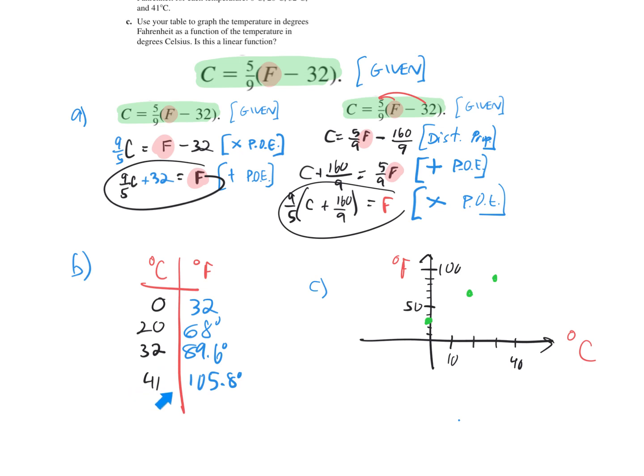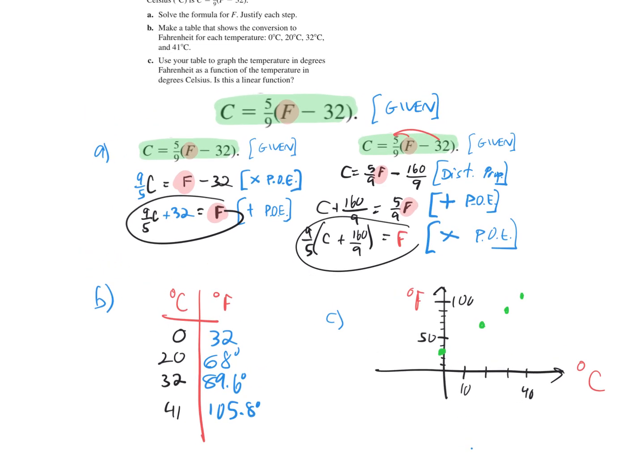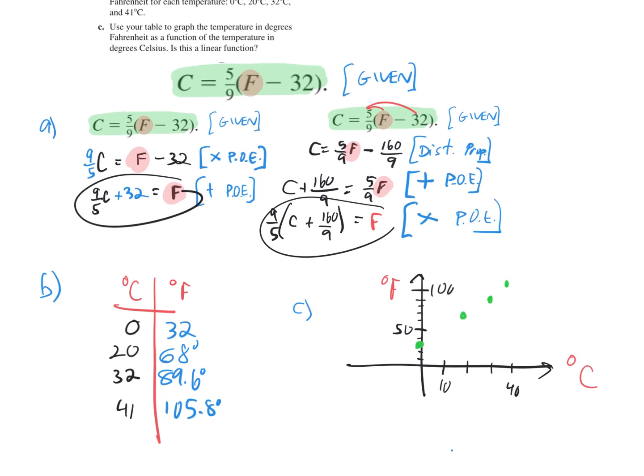41 to the right, about 106 up. 10, 20, 30, 41, and about 106 up. So it says, use your table to graph the temperature in degrees Fahrenheit as a function of the temperature in degrees Celsius. Is this a linear function?